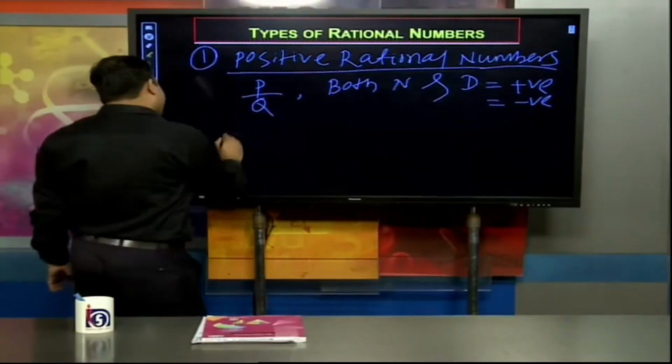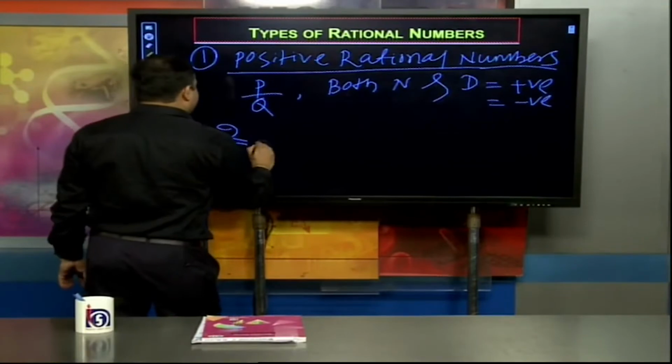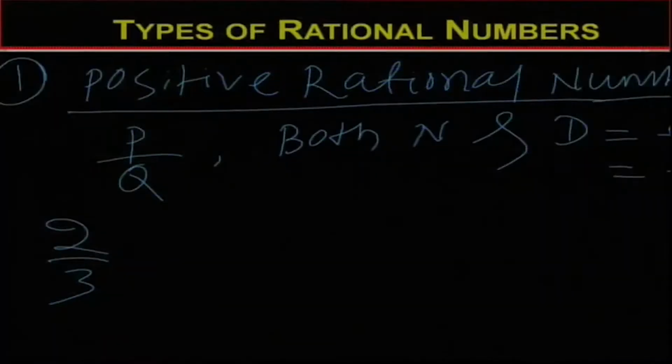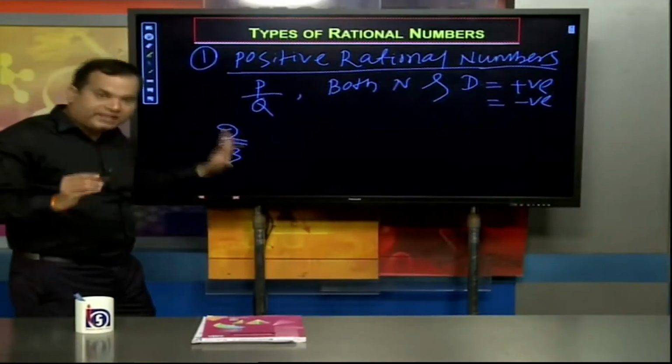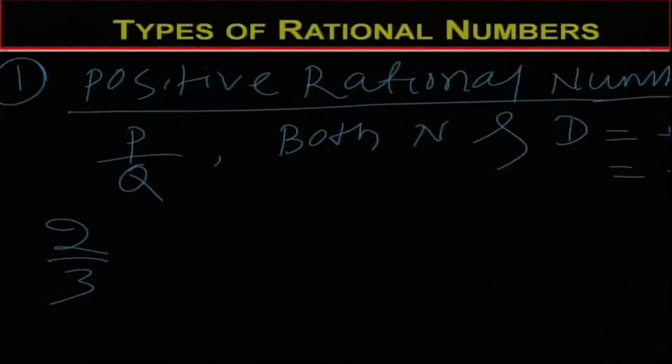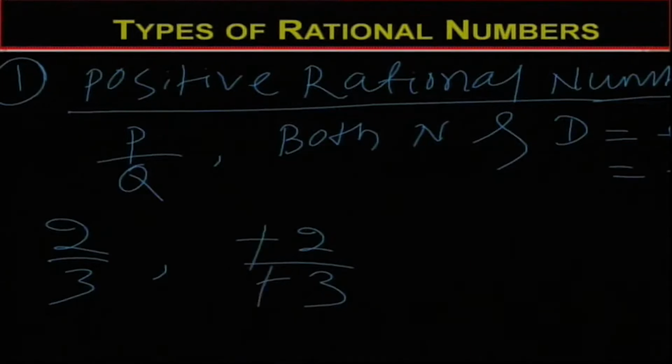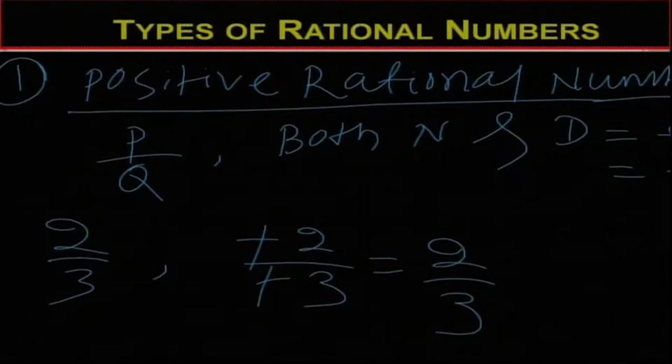For example, 2 by 3 is itself a positive rational number, because both numerator and denominator are positive, plus 2 and plus 3. I can also write minus 2 divided by minus 3. The minus signs cancel, and again you get 2 by 3. So we get a positive rational number when the numerator and the denominator are both positive or both negative.